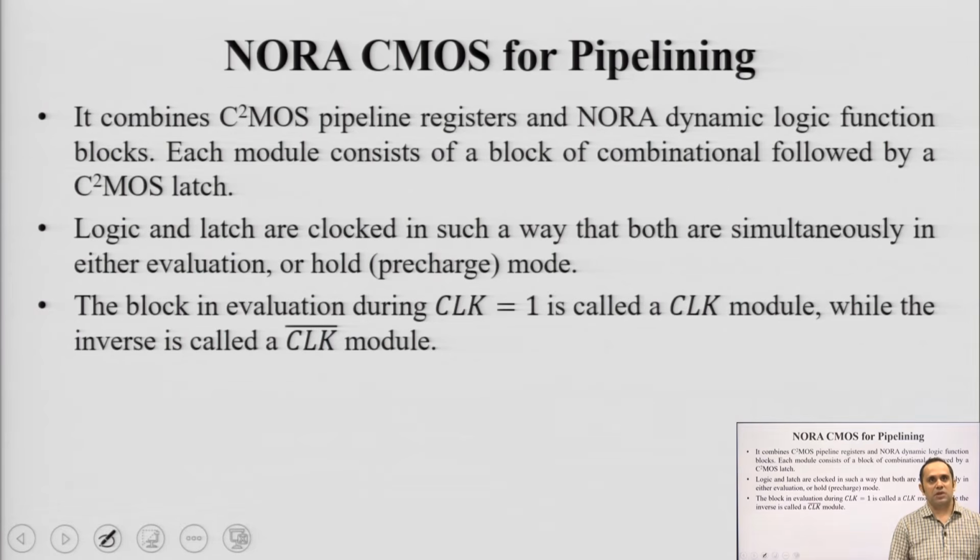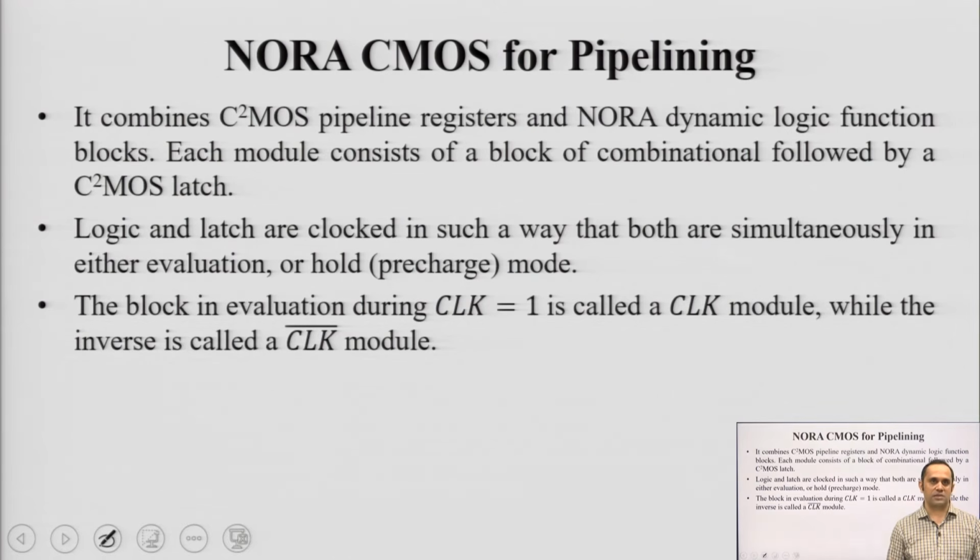Each module is going to have this NORA logic block followed by a clocked CMOS register or latch for storage. And they are clocked in such a way that you always have two modules. So, each module has logic and latch, right, and there are two modules, one is called a clock module or CLK module. Whichever block is doing evaluation when clock is 1 is known as a clock module, while the other module is known as a clock bar module.